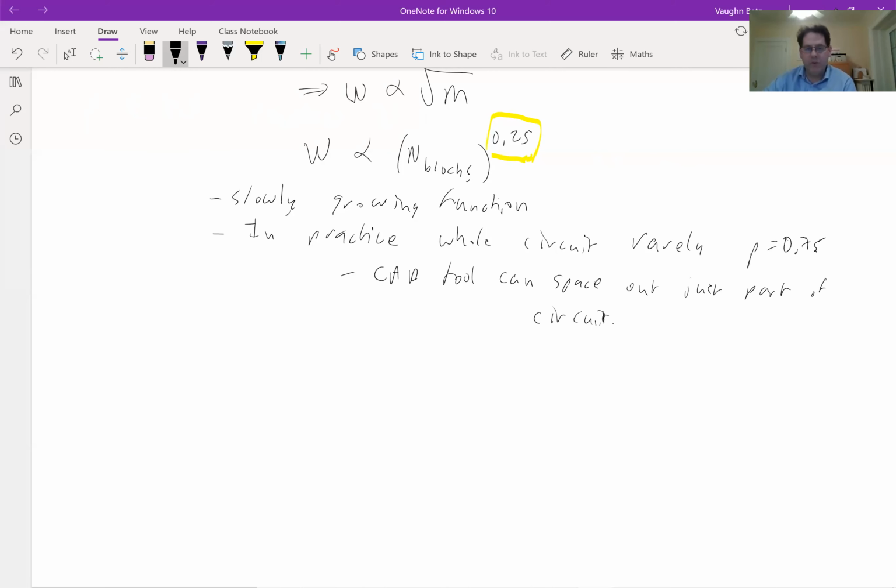If your CAD tools are smart and the circuits are not so hard, then you can grow your channel even a bit slower. So what this means is that W is nearly constant. It's not quite constant as this logic array grows.